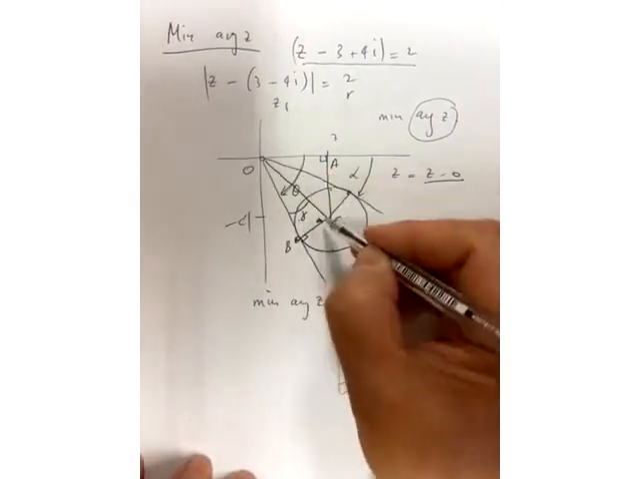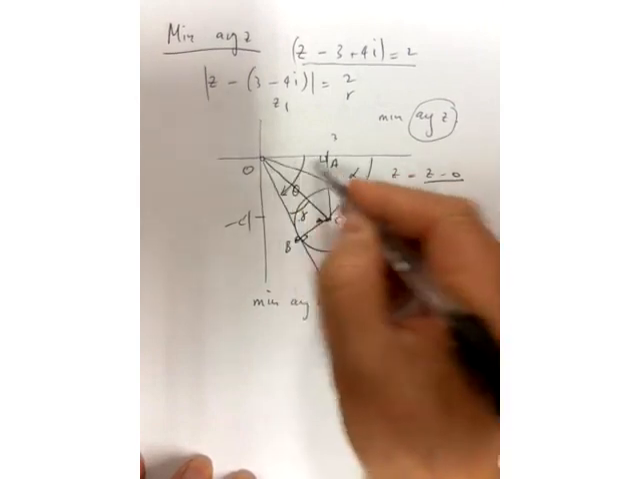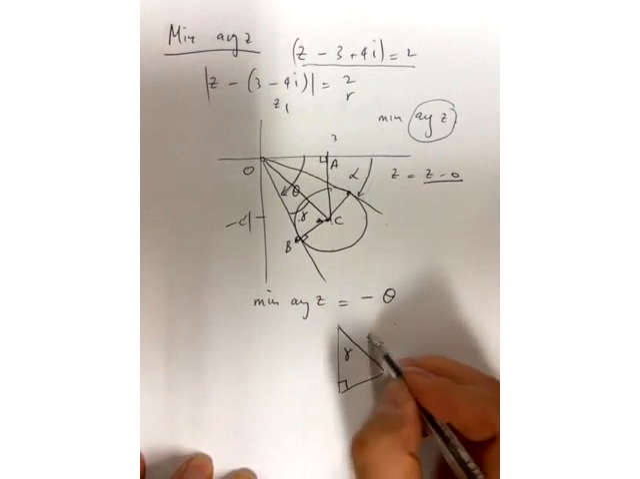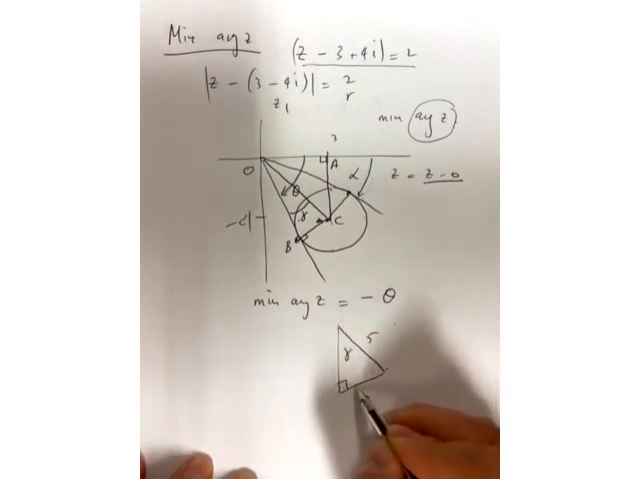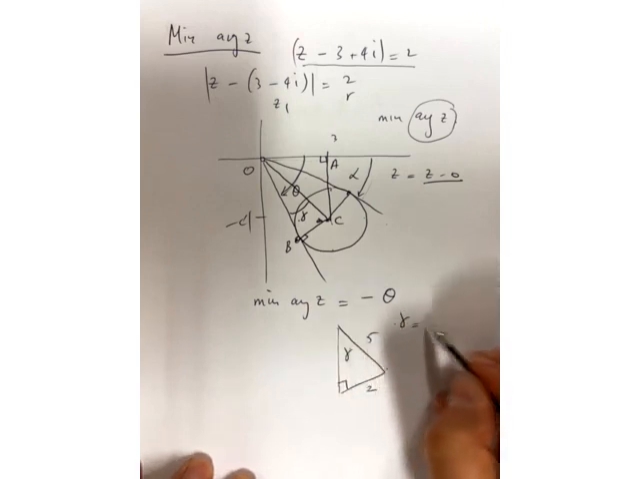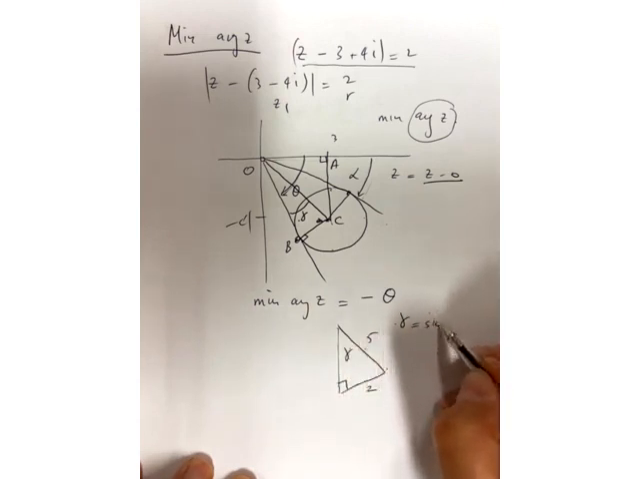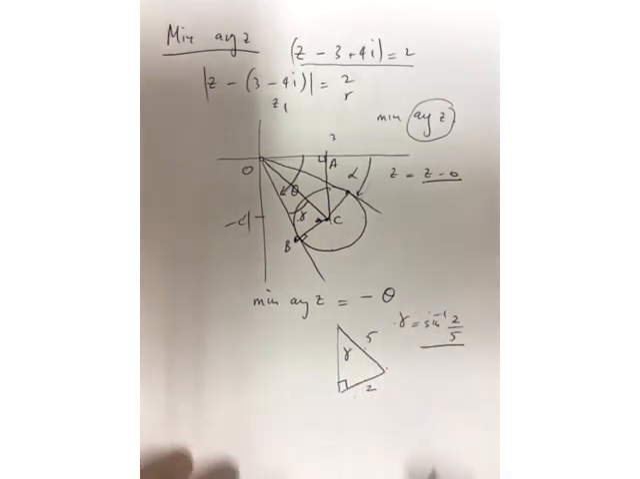The distance from here to here is basically found by Pythagoras. So that's 3, that's 4. So that distance is 5. That's the hypotenuse. This is the radius, which is 2. So basically gamma is that divided by that. And that's 90 degrees here, by the way. So that's sine inverse of 2 on 5, whatever that happens to be.